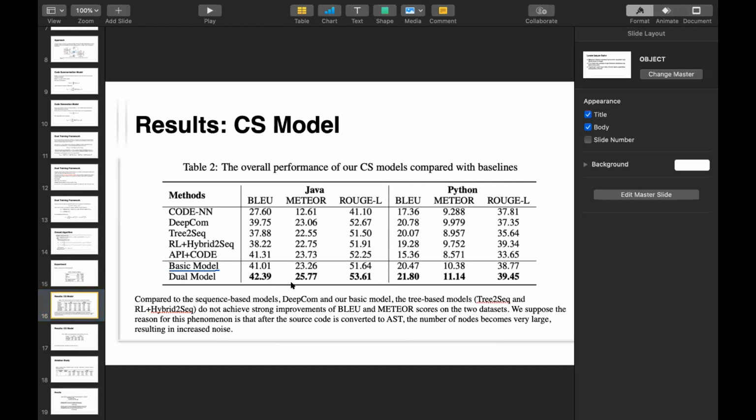And here in the paper, they have given a reason, saying that compared to the sequence-based model, the tree-based model does not have strong performance. Maybe because after the source code is converted to AST, the number of nodes becomes very large, resulting in increased noise. But this reason is not quite convincing to me.